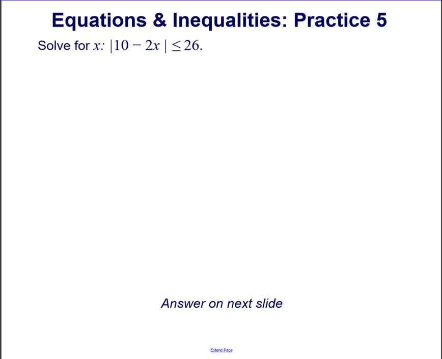Equations and inequalities, practice number 5. In this case, you're going to solve for x, where the absolute value of 10 minus 2x is less than or equal to 26. Before you practice this on your own, consider the fact that this is a less than inequality. So, when you remove the absolute value, the expression 10 minus 2x will range between negative 26 and positive 26.